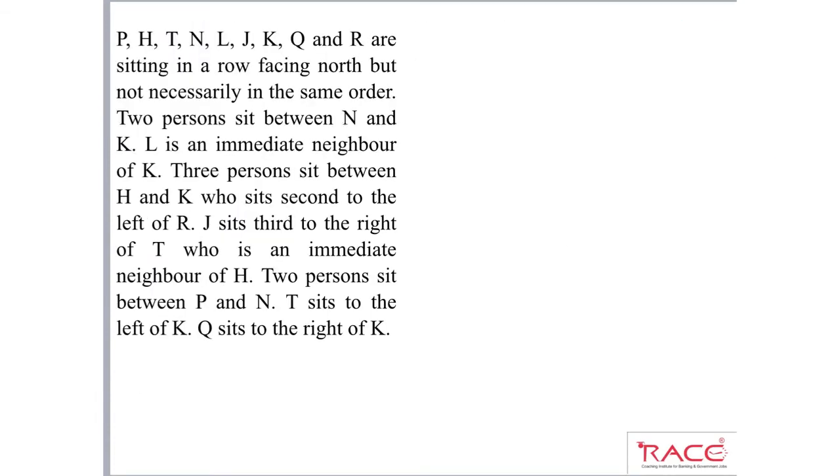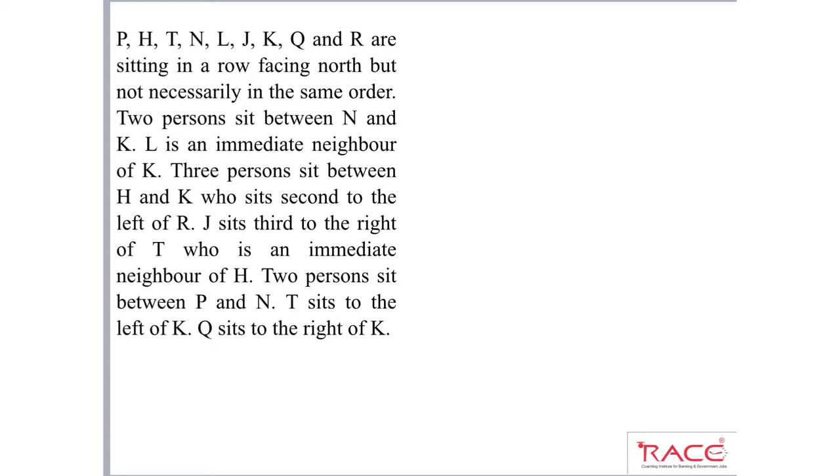This is our second question, and you can see this question is based on a linear arrangement where 9 persons are given: P, H, T, N, L, J, K, Q, R. These are not in sequence. These persons are given in a random order and they are sitting in a row, meaning linear order, and all are facing the same direction. So it is an easy type of question. They are sitting in a row and facing north.